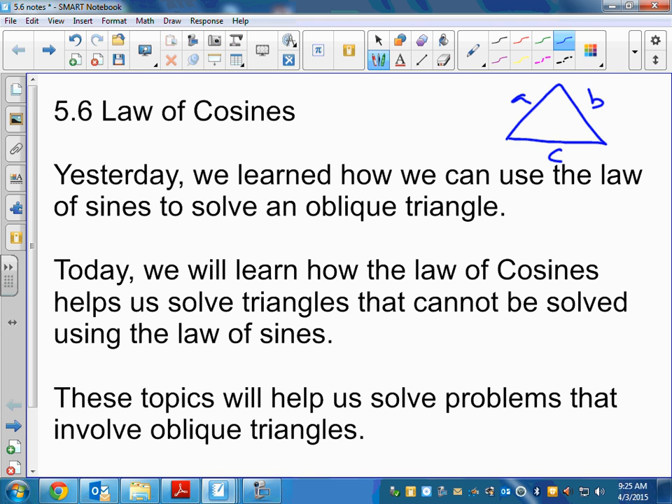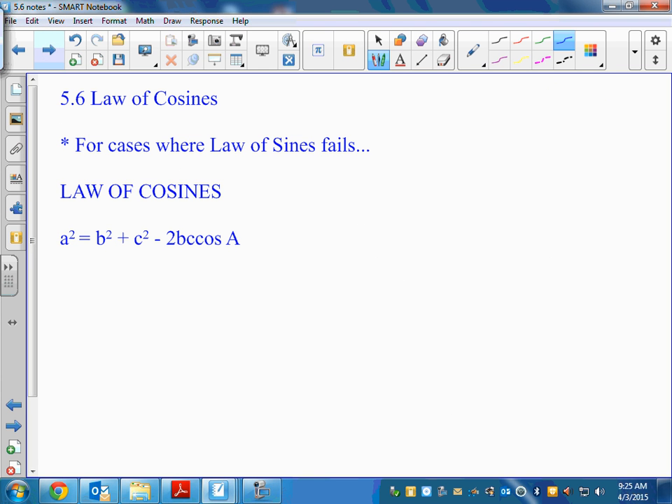So there are times that law of sines doesn't work. So then we have law of cosines. Law of cosines is a little bit more tedious than law of sines. So that's why we use law of sines first, and then law of cosines is like, okay, that didn't work. We have to use law of cosines. For cases where law of sines fails, we have law of cosines.